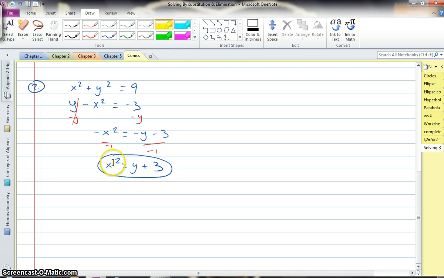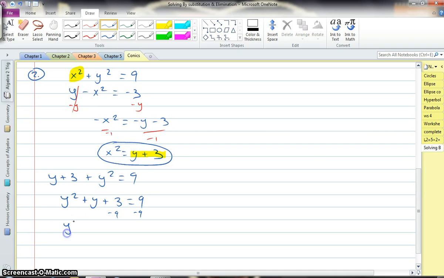So I'm going to take this and substitute it in for x squared. So instead of x squared, I have y plus 3 plus y squared equals 9. Now, I'm going to rewrite this so that it's in a form that I'm familiar with. So y squared plus y plus 3 equals 9. Now, in order to solve, I need it to be equal to 0. So y squared plus y minus 6 equals 0.